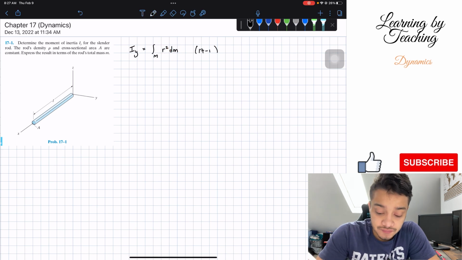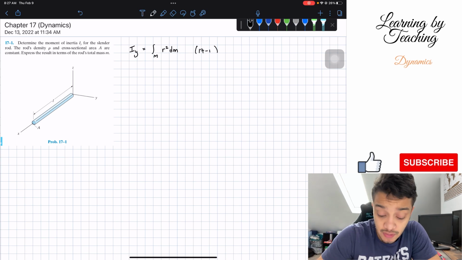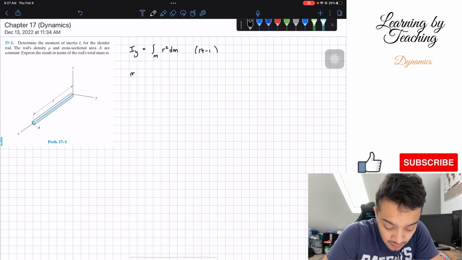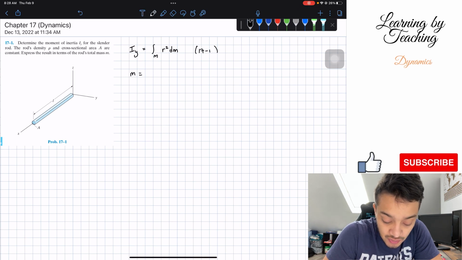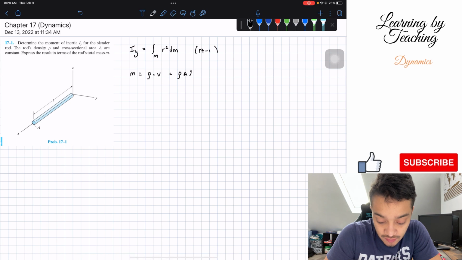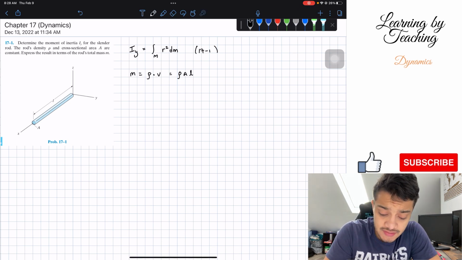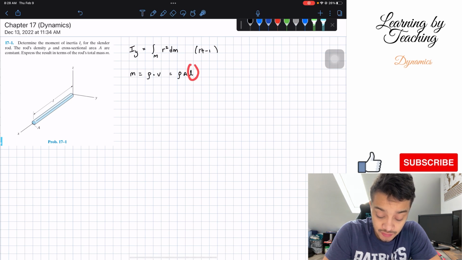The first thing I thought when I was doing this problem was, well, what is the change in mass? The first thing I want to notice is that mass is equal to our density times our volume. If we further simplify this, it's rho times the area times our unit of length, which is usually a height, correct? In this case, I'm going to use L.